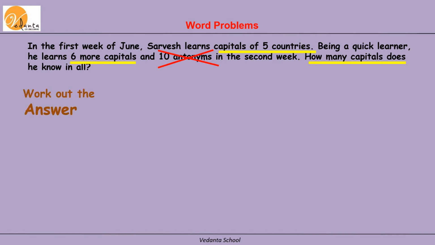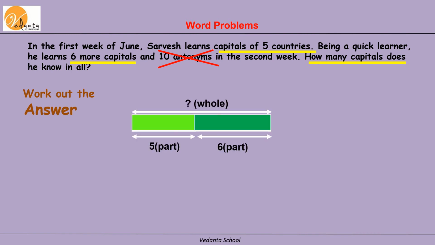Next, what you have to do? Work out the answer. How do you work out the answer? We already did the bar model. With the help of the bar model, we are going to work out the answer. So you will write to find the whole from the two parts. Part and part are two small things. From that you are finding the bigger whole. So to find the whole from two parts, you will be doing addition. Right? Because when you keep both the parts together, only when you sum them up is the total the whole. So you will do addition.